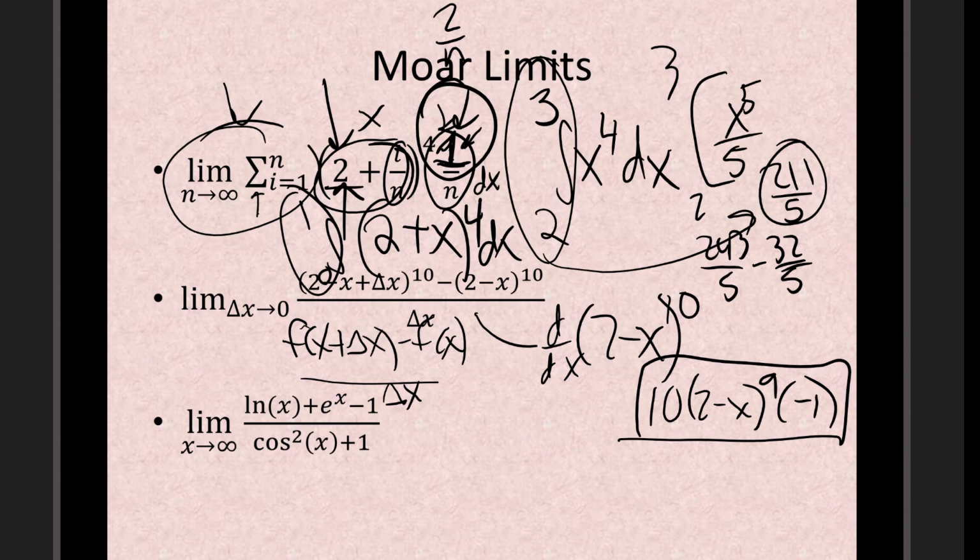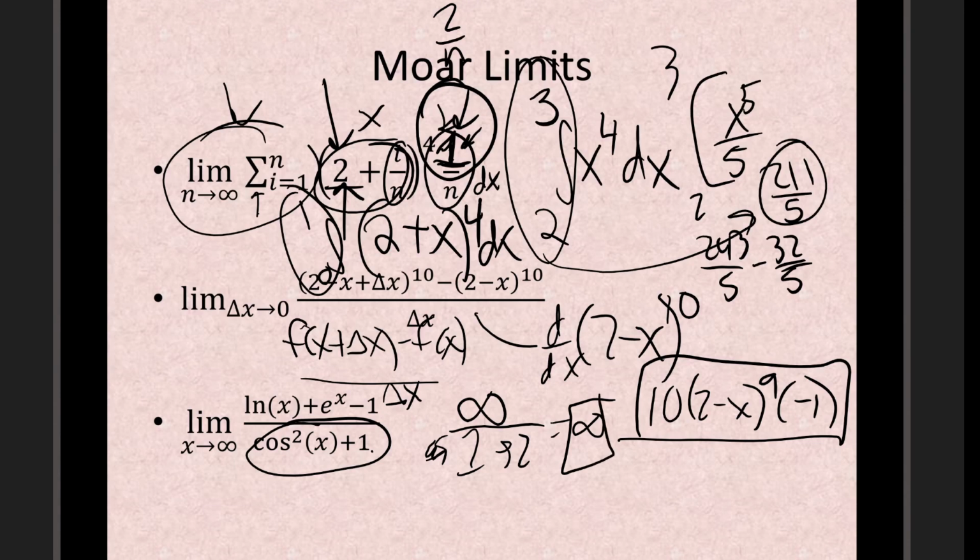All right, the third one. Cosine squared x goes between 0 and 1. And then if you add that to 1, you get a small bottom. It's between 1 and 2 on the bottom. On the top, you get infinity. So infinity divided by 1 or 2 is infinity. So, yep, it was infinity for the third one.